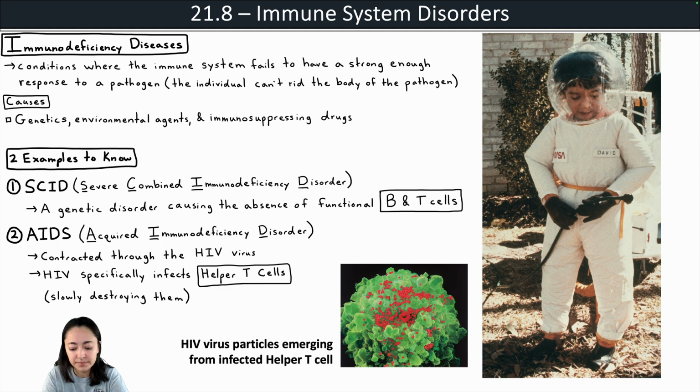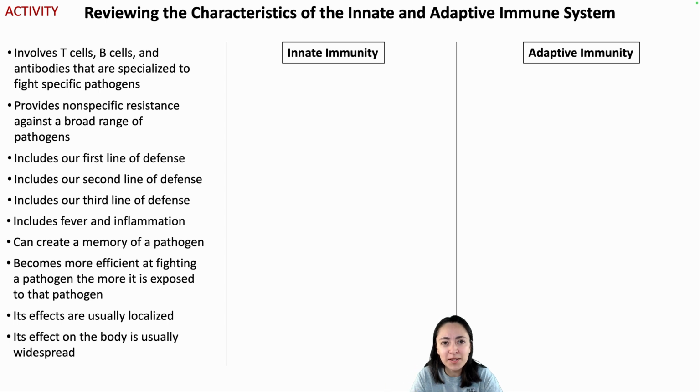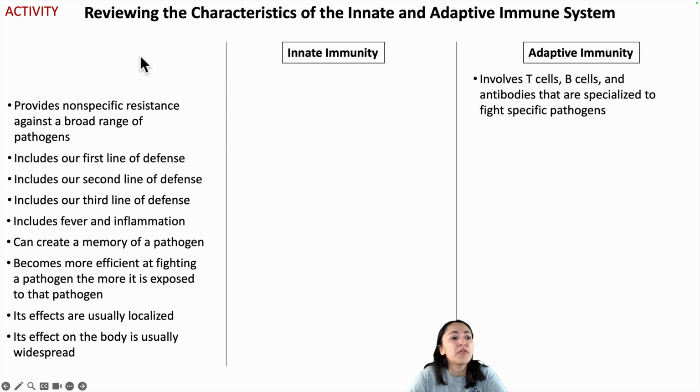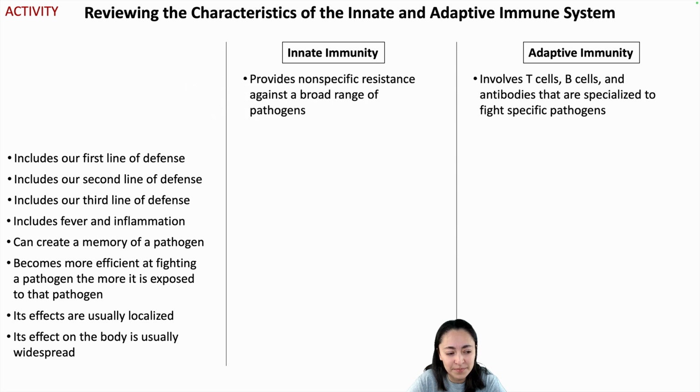All right, so let's end this PowerPoint by quickly reviewing the characteristics of the innate and adaptive immune system. Tell me whether each one of these characteristics falls under innate immunity or adaptive immunity. It involves T cells, B cells, and antibodies that are specialized to fight specific pathogens. That would be adaptive immunity. Provides nonspecific resistance against a broad range of pathogens. That would be innate immunity.